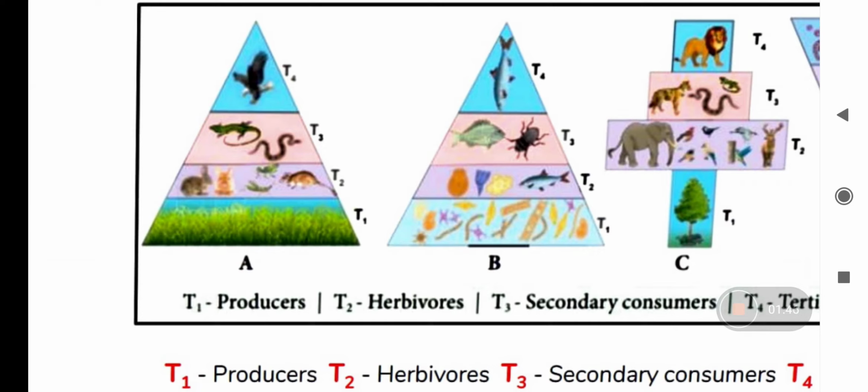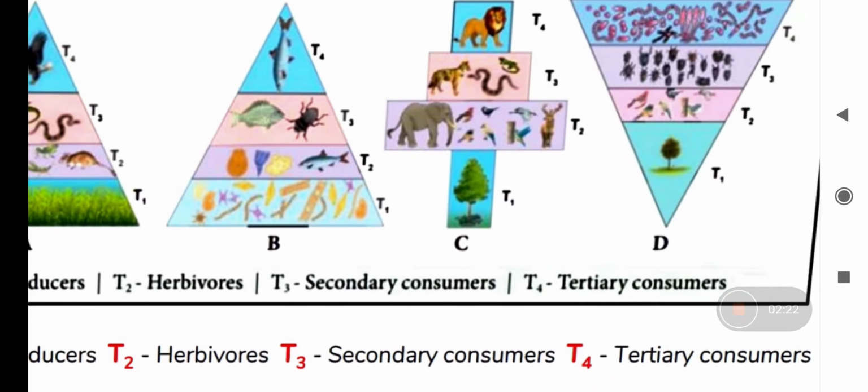You can see here, the number of grasses will be more as compared to the primary consumers. At the next level, the number of secondary consumers will be less as compared to the primary consumers. And see T4, the tertiary consumers: their number will be less as compared to the secondary consumers. So you will get a typical Egyptian pyramid, the upright pyramid, in the case of grasslands and ponds.